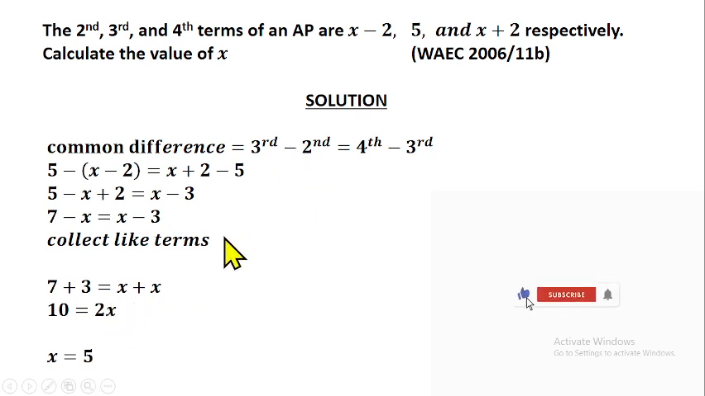Some question can ask you to now get the progression. What is the progression? So that means you need to put your 5 here. 5 minus 2 will give us 3. So we have 3, 5, 5 plus 2, that gives us 7. So we have 3, 5, 7 as the progression. Do we understand that? But in this case, we are not asked to do that. We are only asked to find the value of x.